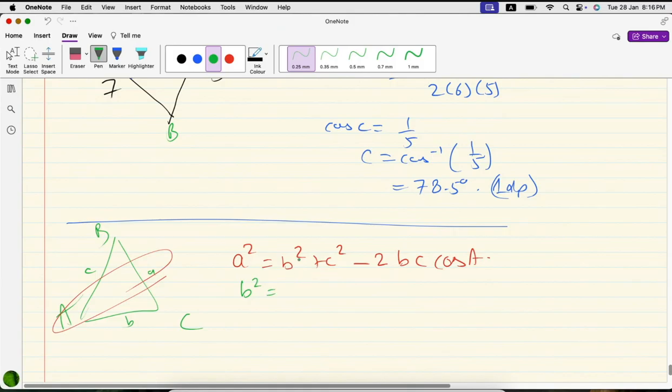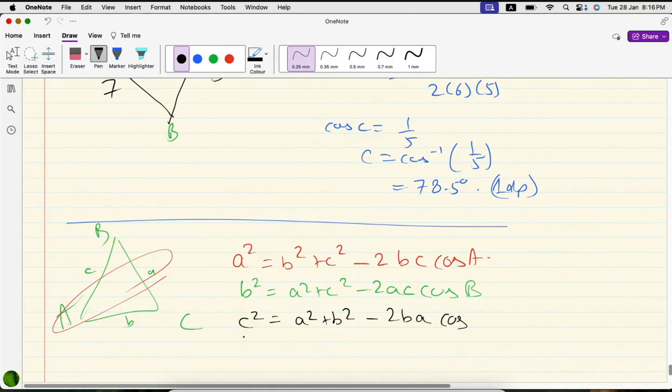Similarly, if we are working on side b, other two, a square plus c square minus 2 a c cos of the same angle. We started with side b, so pair is with angle B. And c square is equal to a square plus b square, remaining, minus 2 into b into a into cos of, we started with side c, so cos of C.